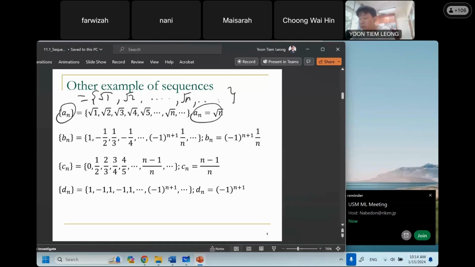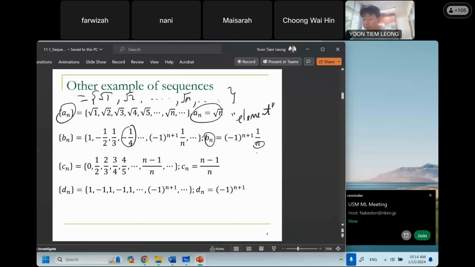So as long as you know how the terms in the sequence are expressed in terms of n, then you can write down the elements or the terms in the sequence one by one. Now, sometimes I call each of the terms in the sequence as the term, or sometimes I usually refer to them as elements as well. So when I say elements in the sequence, I mean the terms in a sequence. So the sequence can be expressed in many forms. So these are the examples of sequence A, sequence B, sequence C, and sequence D.